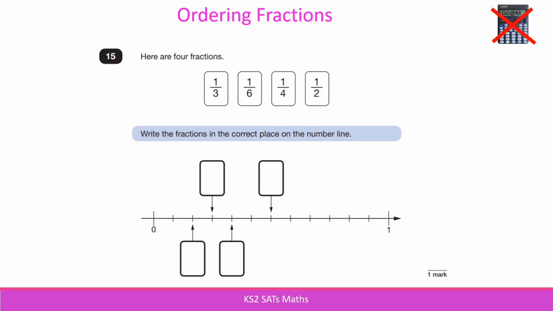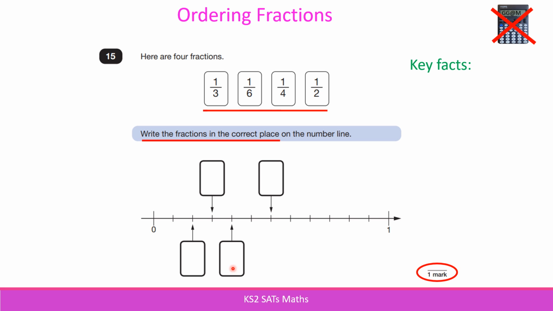This is a question on ordering fractions. The keywords are that we have got the four fractions here: 1/3, 1/6, 1/4 and a half. And you've got to write these fractions in the correct place on the number line that you can see down here. And this will give you 1 mark in the exam. Your scale goes between 0 and 1, and you've got to work out which of these four fractions goes in which box, and you've got to write your answers in each of the boxes.